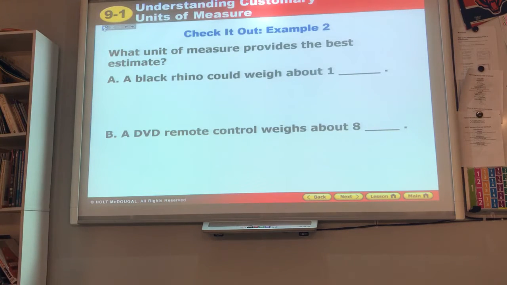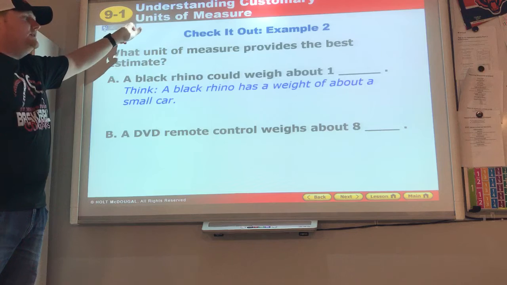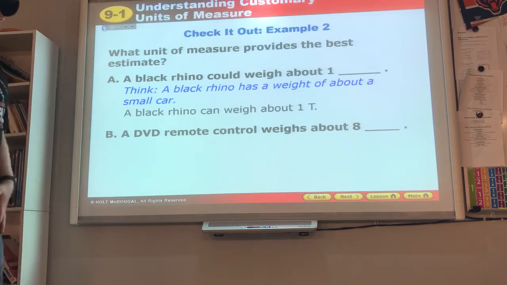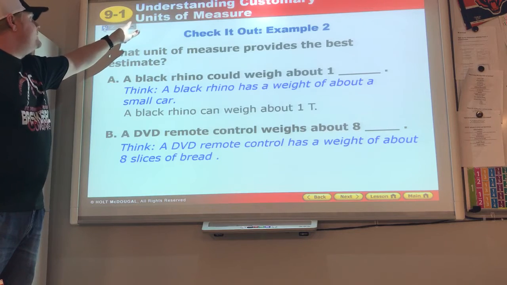What unit of measure provides the best estimate? A black rhino would weigh about 1. Well, a rhino is big, a sedan is big. That'd be a ton. A DVD remote control weighs about 8. I would think ounces. Yep, 8 slices of bread.